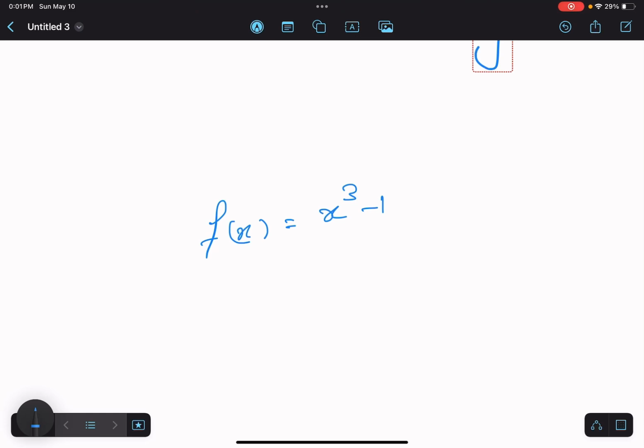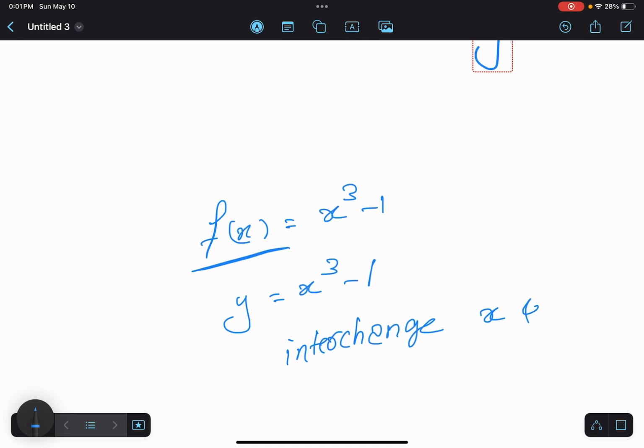Now how do we find the inverse? Just write these functions. In place of f(x), write y. Y is equal to x cube minus 1. Is it clear? Now what we do is interchange x and y. Very simple.